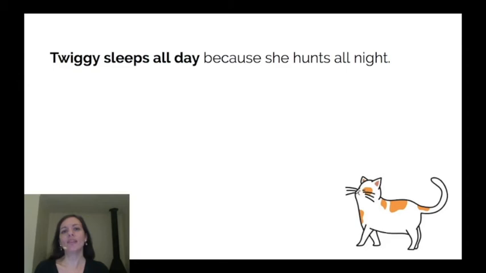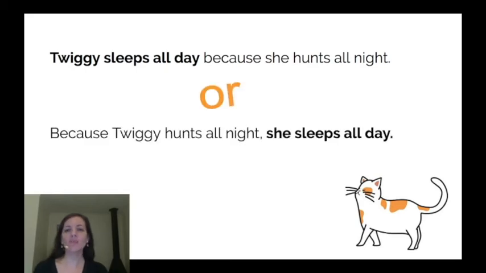Could I say, because she hunts all night, full stop? I can't really say that second part on its own, can I? While it is still a clause, I've got a finite verb, hunts, she hunts. It actually, because of the word because, shows me that it depends upon the first part of the sentence, which is Twiggy sleeps all day. When I swap that sentence around, she sleeps all day still remains the main clause. And because Twiggy hunts all night is a subordinate, I've just chosen to either start or end with it.